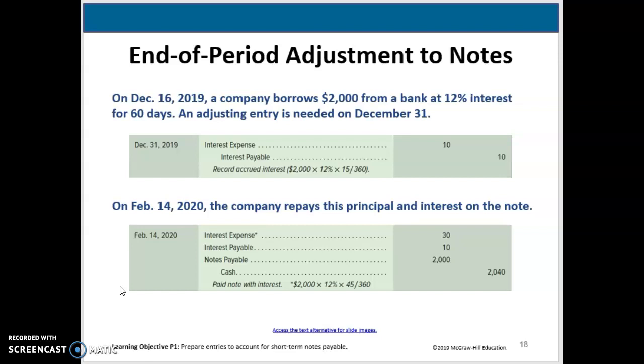And then we have to recognize the additional 45 days. So 2,000 times 12% times 45 divided by 360 gives us $30. So that's the difference in the interest of what we did not recognize as interest expense yet. So we would debit interest expense for the 30, debit interest payable for the 10 that came from December 31st. We're going to debit the principal or face value of the note. And the amount of cash we're paying total is $2,040. So we're going to credit cash for that $2,040. The thing to remember is always making sure that you bring forward what you put into there on December 31st.